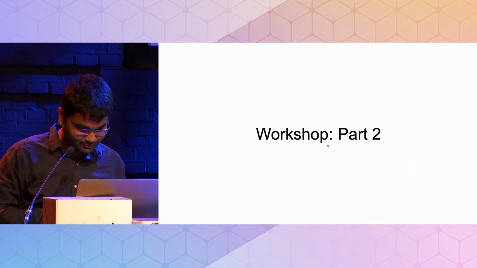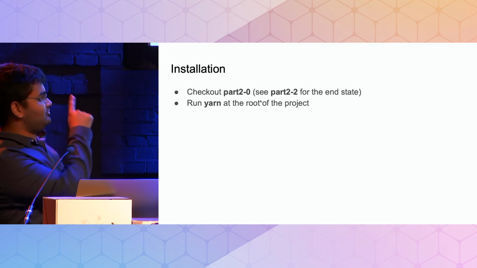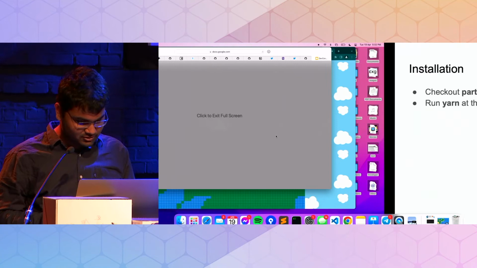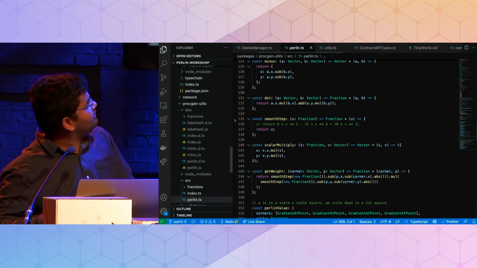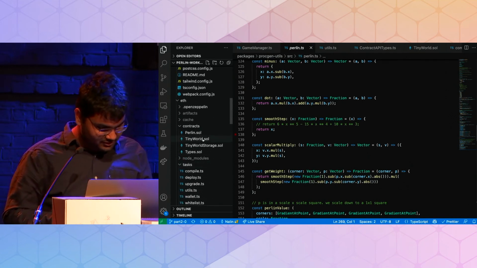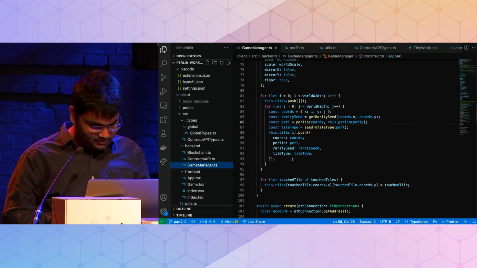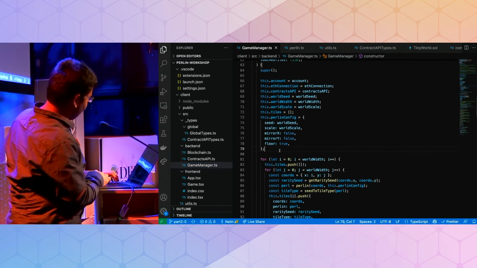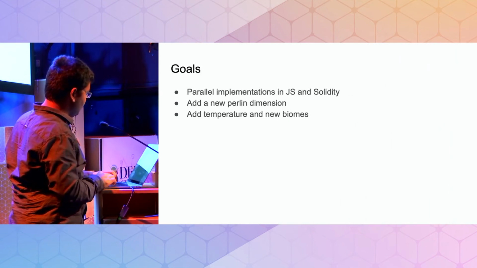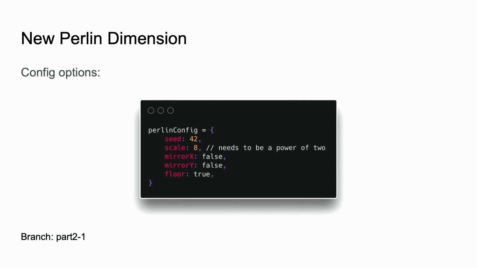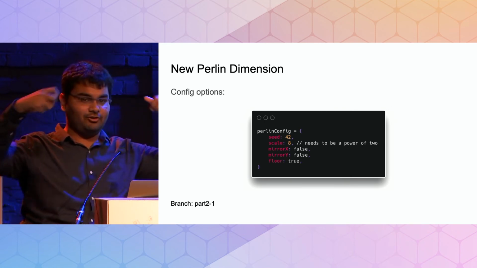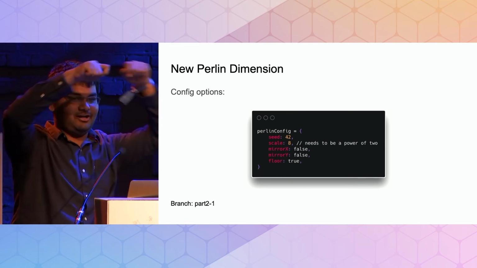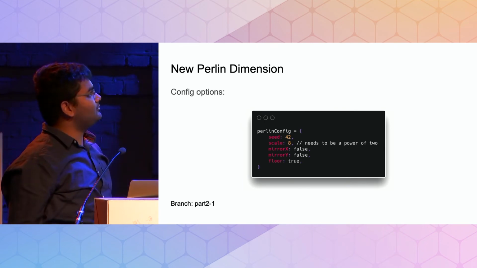For this, you should start with the branch part 2-0. Let me increase the font size. In this branch, you'll see that we have this Perlin config that you can play around with a lot. The Perlin config allows you to edit the seed, the scale, and some other parameters which we won't talk too much about. If you think of scale like a sine function, it is how stretchy or how small your sine wave looks. So scale is something you can also play around with.